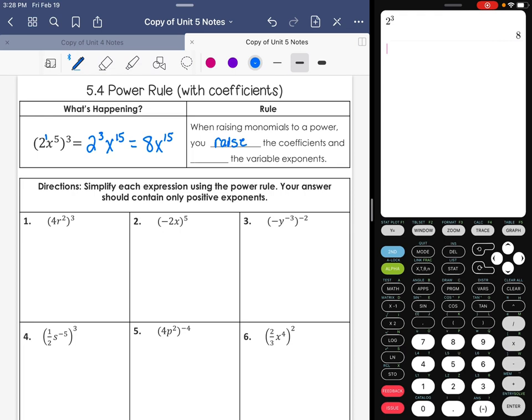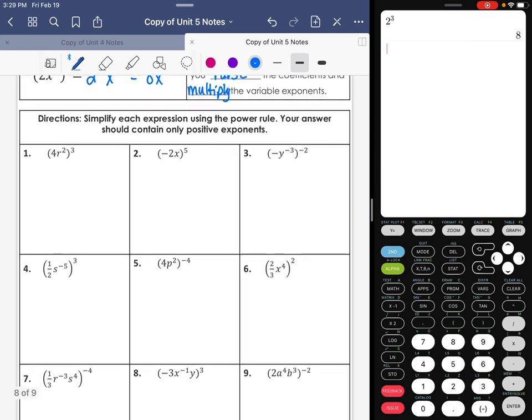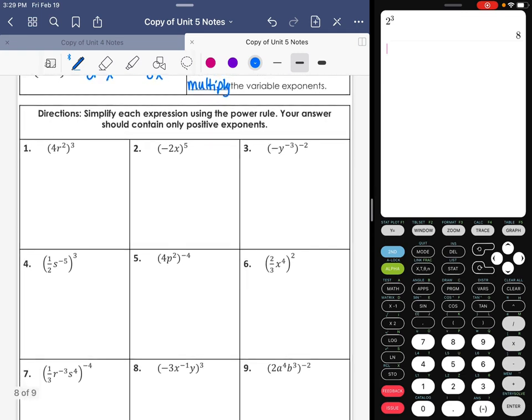So when you're raising a monomial to a power, you're going to actually raise the coefficient to that power, and you're going to multiply the variable exponents with the ones that already have the variable there. All right, and then just like before, if you have a negative exponent, you got to move it to make it positive. Now, if you end up with a negative coefficient, that's okay. It doesn't have to move. It's just the exponents that have to move.